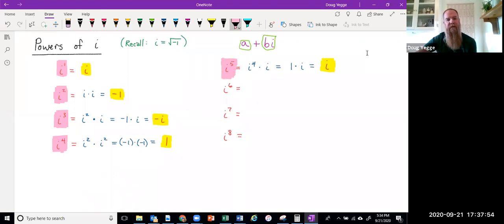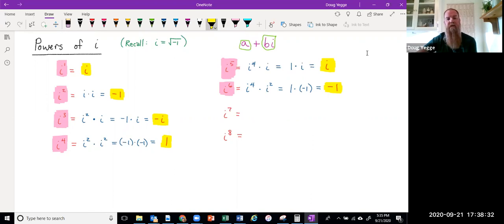But notice that that's exactly what showed up back here as well. So let's take a look at i to the sixth. i to the sixth power is also the same as i to the fourth times i to the second. But we know from the previous column that i to the fourth is 1, and i to the second is -1. So 1 times -1 is -1. So now that shows us that i to the sixth is -1. So raising i to the sixth power is a real number again.